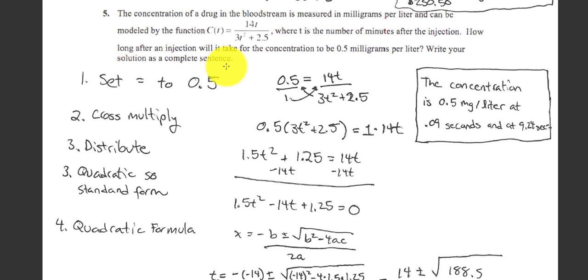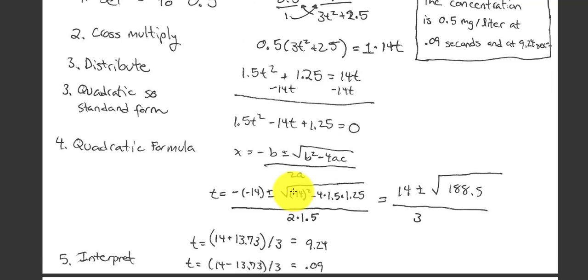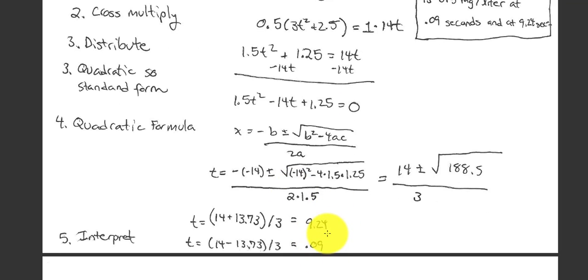Question 5. All right, so we have a drug that goes into a bloodstream. Again, we could graph both sides of the equal sign, right? The 0.5 is what we're going to enter here. We could graph both sides of the equal sign and get the intersection. But an easier way would be simply to cross multiply. Right? Put the 0.5 over 1 and cross multiply with the 14t over 3t squared plus 2.5. And when we get down to here, we can't really solve this easily. Again, we could graph both sides of the equal sign or use the quadratic formula. And you notice we have two answers.